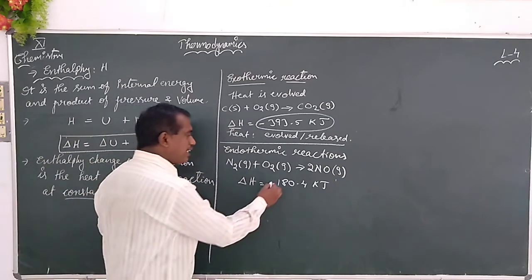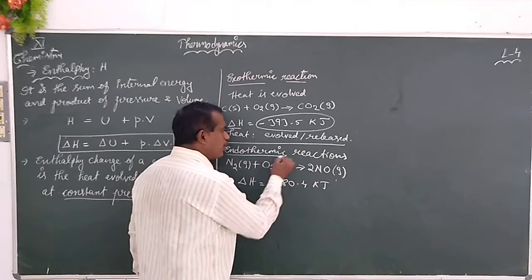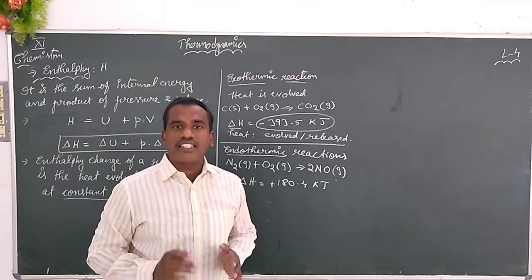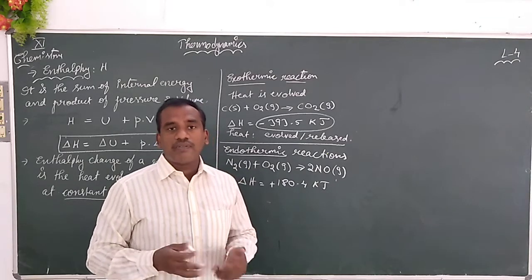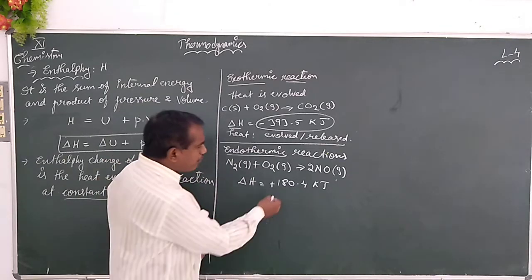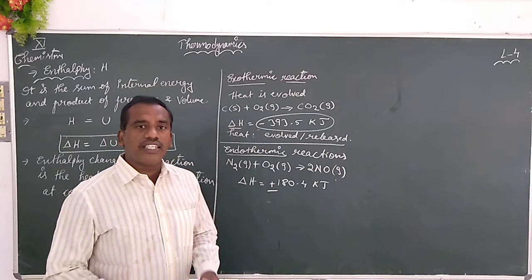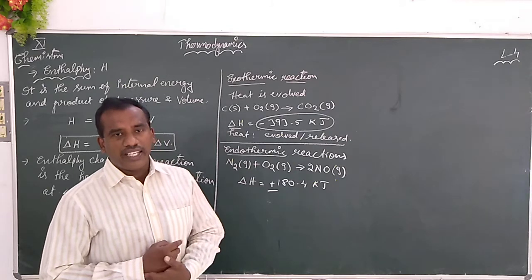Oh, sorry. It is plus 180.4 kilojoules. So during endothermic reactions, the system is absorbing heat from the surroundings. When the heat is absorbed by the system from the surroundings, it will be a positive value. By knowing this positive or negative sign, we can say what kind of reaction it is: is it an exothermic reaction or an endothermic reaction?